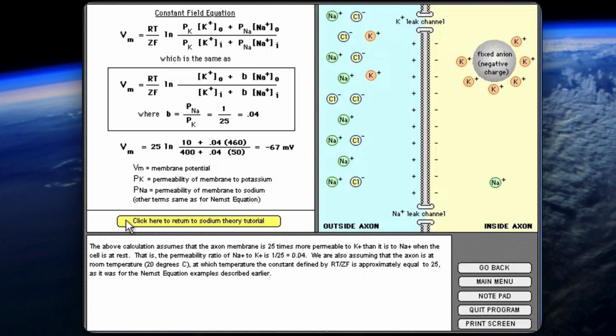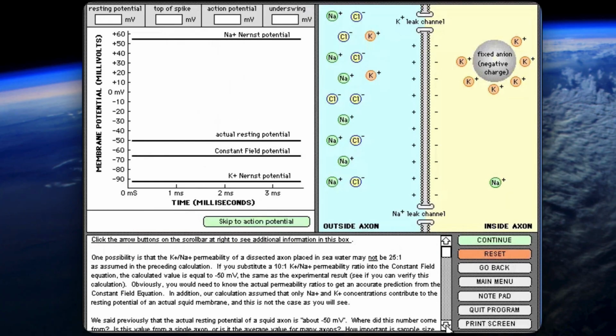Why is there a discrepancy between the calculated and experimental values? One possibility is that the potassium-sodium permeability of a dissected axon placed in seawater may not be 25:1 as assumed in the preceding calculation. If you substitute a 10:1 potassium-sodium permeability ratio into the constant field equation, the calculated value is equal to minus 50 millivolts, the same as the experimental result. See if you can verify this calculation.